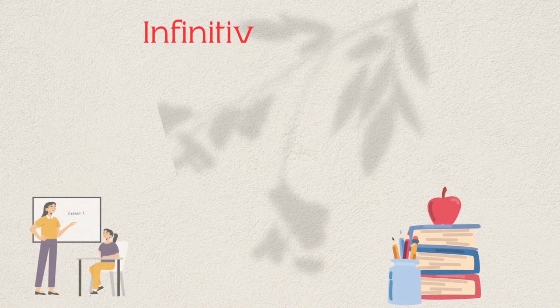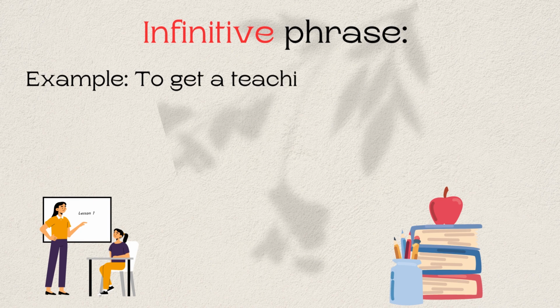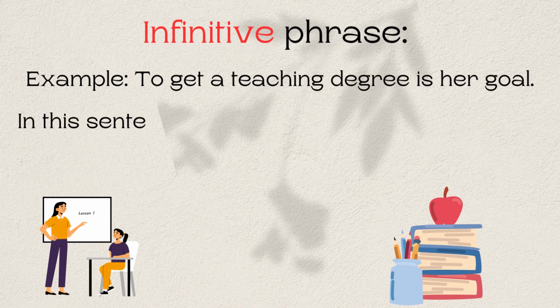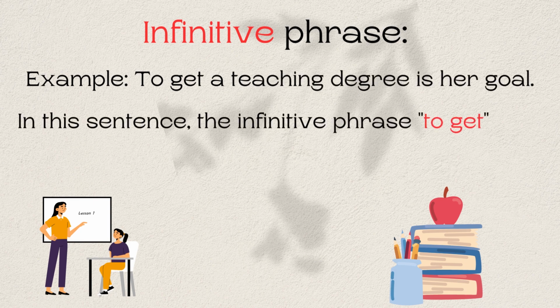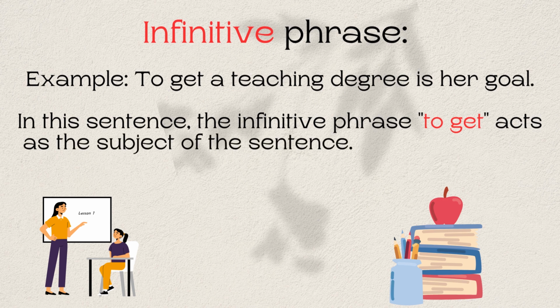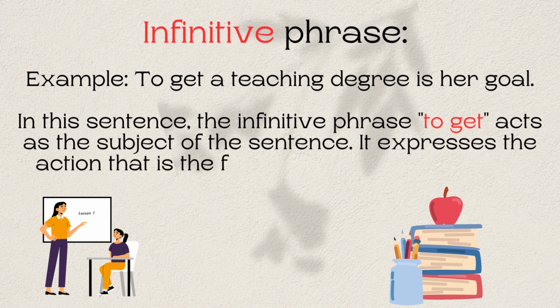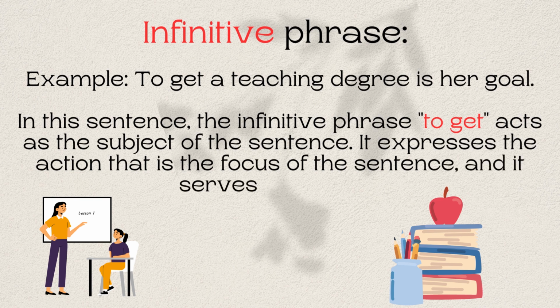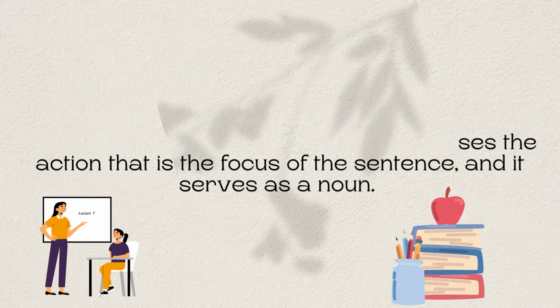For example, to get a teaching degree is her goal. In this sentence, the infinitive phrase to get a teaching degree acts as the subject of the sentence. It expresses the action that is the focus of the sentence, and it serves as a noun.